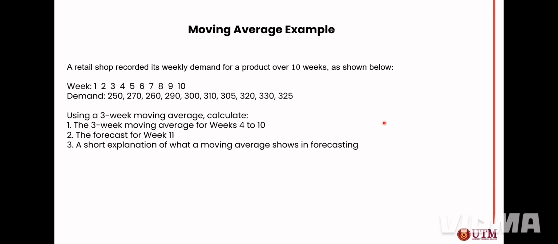This is an example for a moving average. A retail shop recorded its weekly demand for a product over 10 weeks, shown below. Using a 3-week moving average, calculate: 1. The 3-week moving average for weeks 4 to 10. 2. The forecast for week 11. And 3. A short explanation of what moving average shows in forecasting.